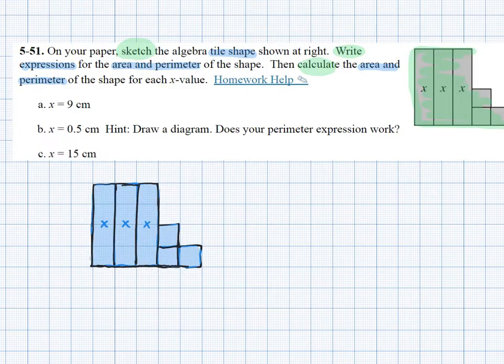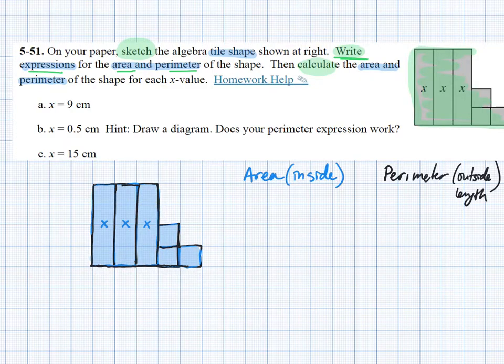Now that I have it sketched, I want to go back to the next verb. It says write. So we are writing, but writing what? We're going to write expressions for area and perimeter. Because I shaded it in, the area represents the square units inside. So all that blue, the area is the inside in square units, and then the perimeter is the outside. For perimeter, you might want to think of the outside length.